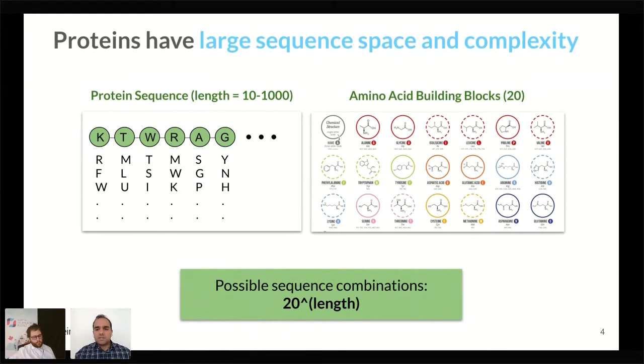Overall, for a sequence of length n, we can construct 20 to the power of n different sequences or proteins. As you can see, we have a very large sequence space, and we have a lot of complexity there. And among all of them, only some of them have our desired properties. So how can we ever hope to perform design?